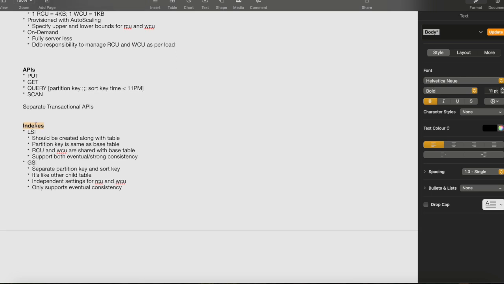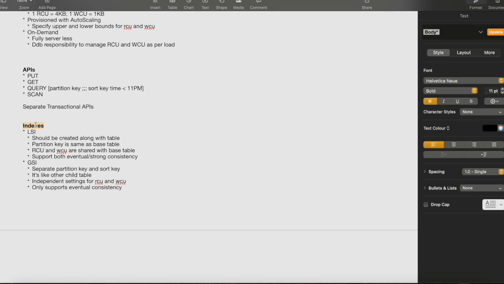Now the next thing is indexes. When I say indexes, I mean much similar to your relational databases. You use indexes because you want to optimize your queries, which can't be directly served with your requests. There are two types of indexes which you can create. First one is LSI, another one is GSI. LSI is your local secondary index, GSI is your global secondary index.